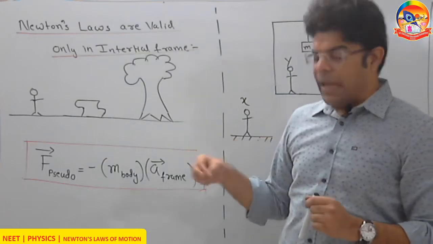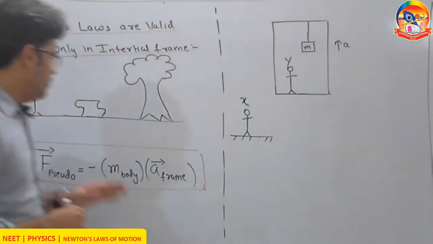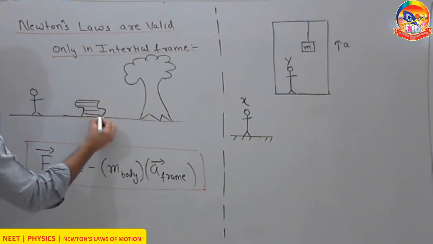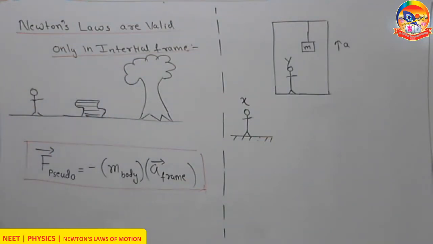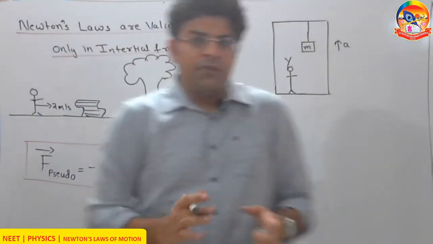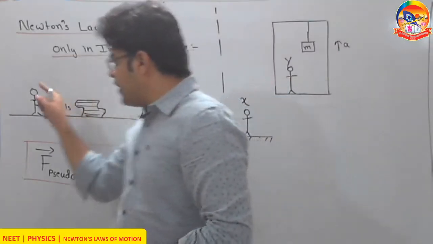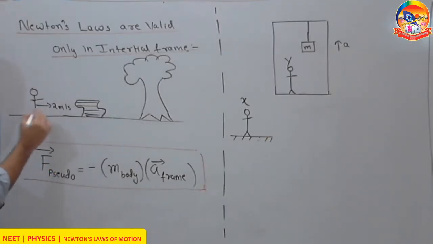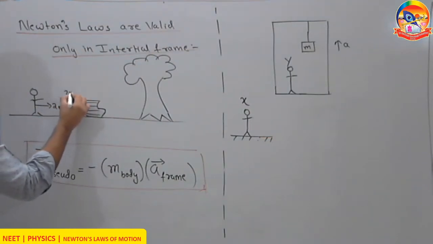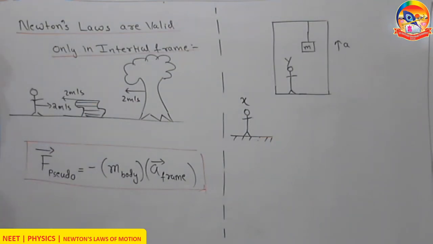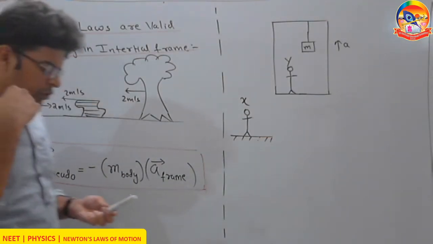Let's take an example. Let's say there is a person jogging in the park. In the park, the person sees the bench, the person sees the tree. Let's say the person moves with a constant velocity of 2 meters per second. So in the frame of the person, he will say, I am fixed, I am static, I am not at all running. In the frame of the person, it will appear as if this bench and this tree move with a velocity of 2 meters per second. Then the person will think about Newton's first law.